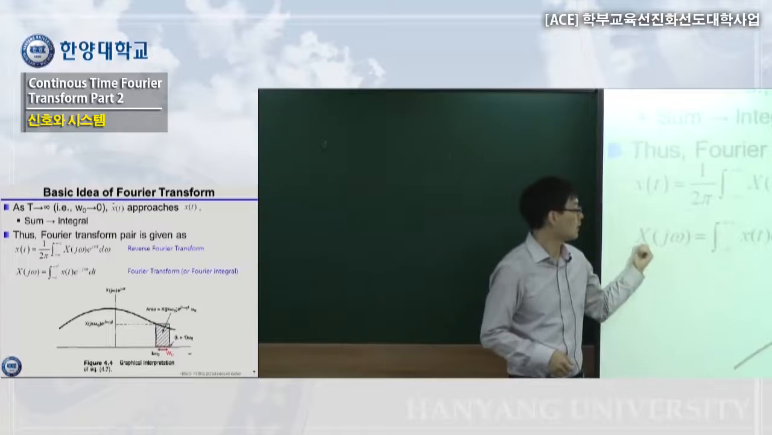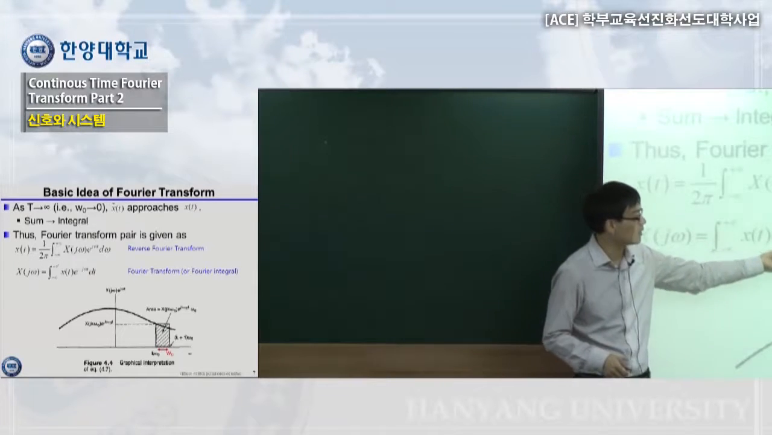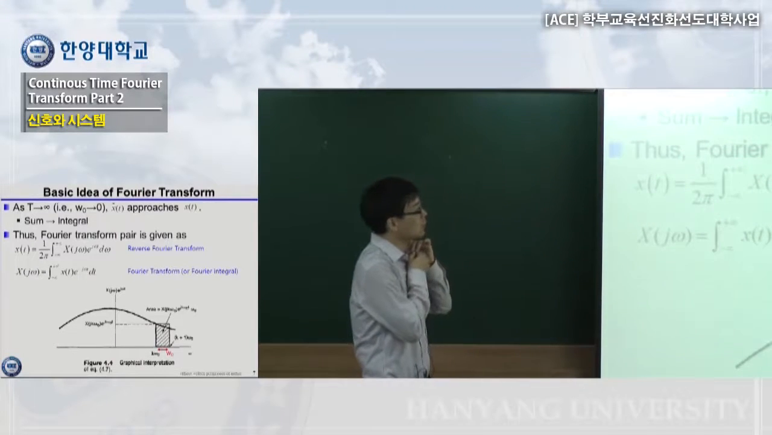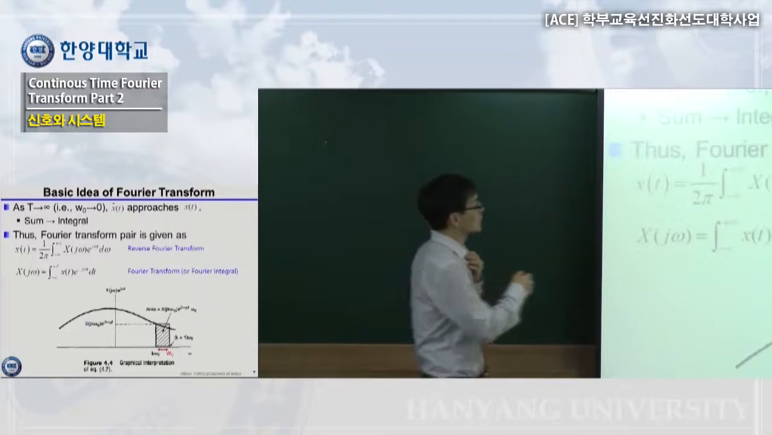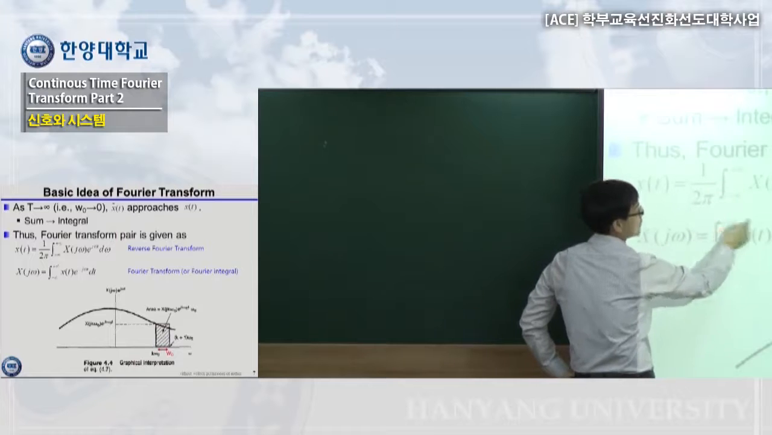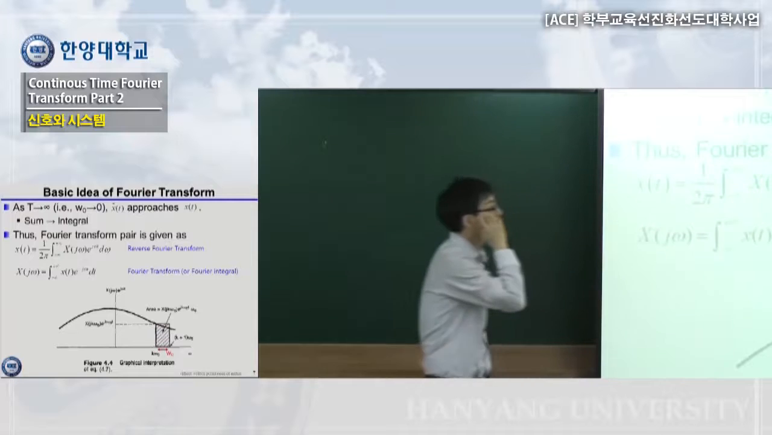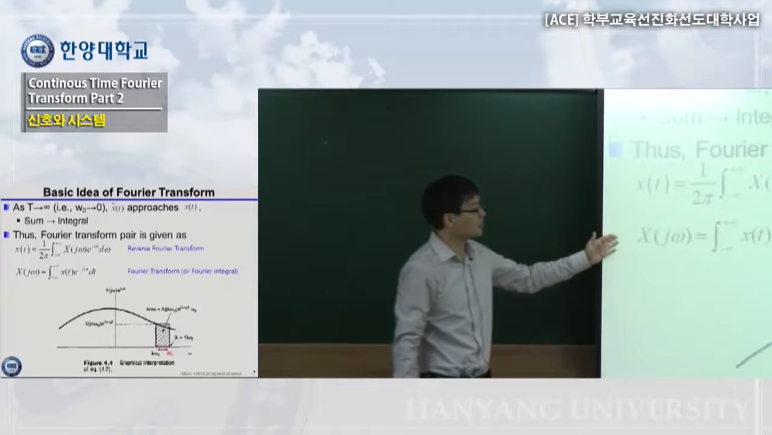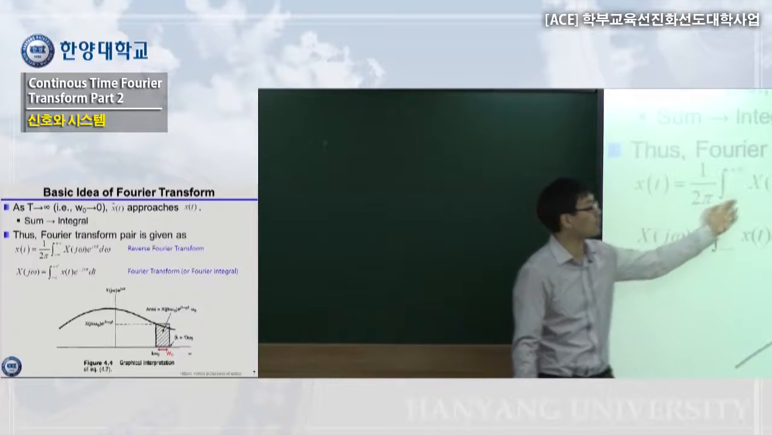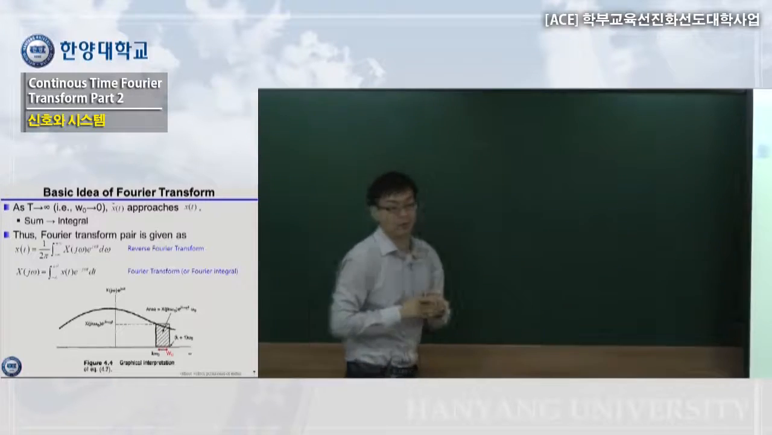This may be the more common form: X(j omega) equals the integral from minus infinity to infinity of x(t) e to the minus j omega t dt. In reverse form, x(t) equals 1 divided by 2 pi times the integral from minus infinity to infinity, like that. Here it is minus, here it is plus. Keep in mind that this one changes from time to frequency, and this one changes from frequency to time. So we have equations for both ways.